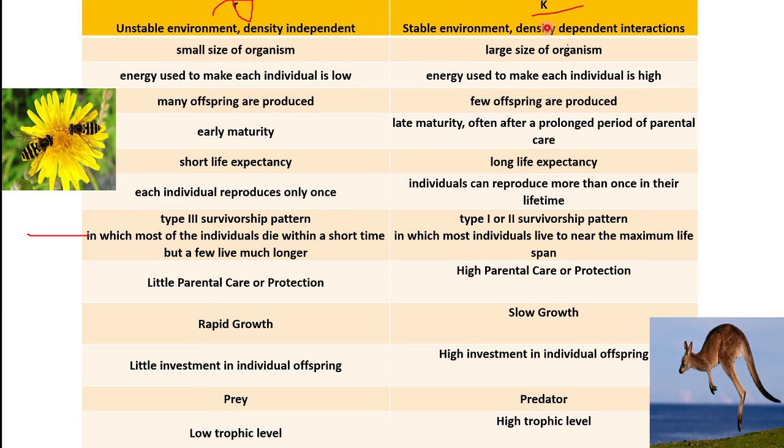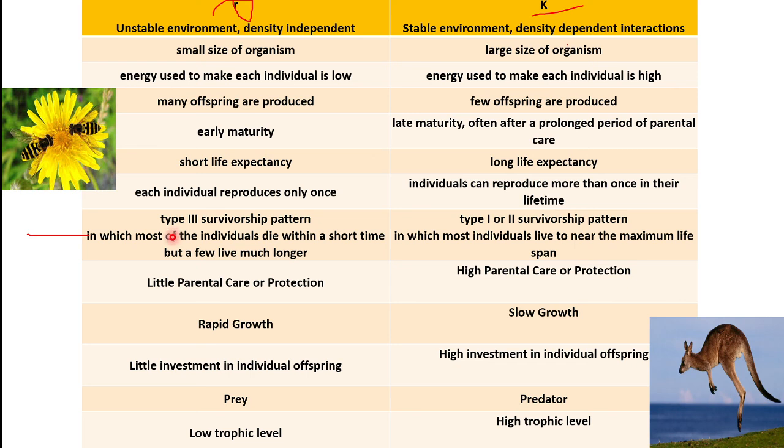Small size of organism, large size of organism. Energy used to make each individual is low, here energy is very high. Many offspring are produced, very few offspring are produced. There is early maturity, here there is late maturity. Life expectancy is short, here there is long life expectancy. Each individual reproduces only once. Here an individual can reproduce more than once in their lifetime.